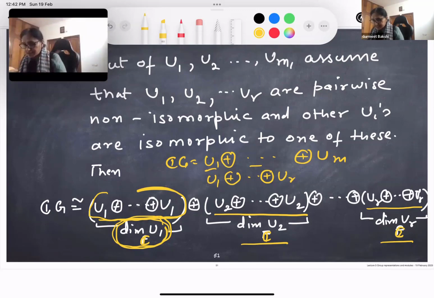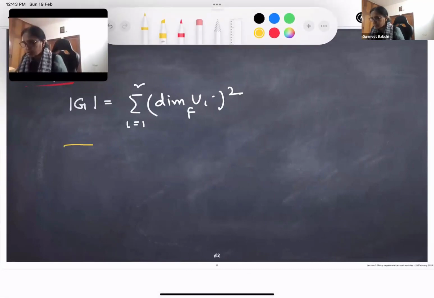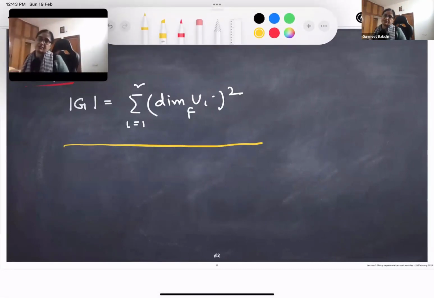What do you get? On the left hand side, I get the order of G, the dimension of CG over C is the order of G. On the right hand side, what do I get? Dimension of U1 over C, repeated dimension of U1 over C times, so that means I am taking its square. Then dimension of U2 over C squared, and so on. So taking the dimension over C on both sides, what I get is this.